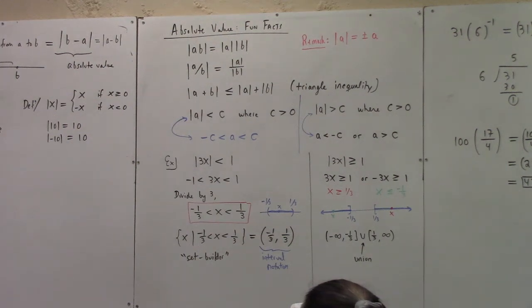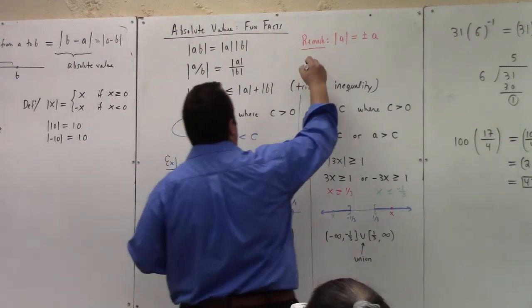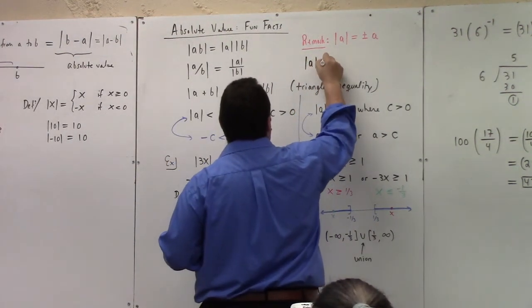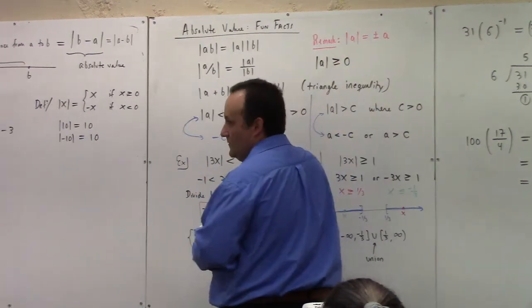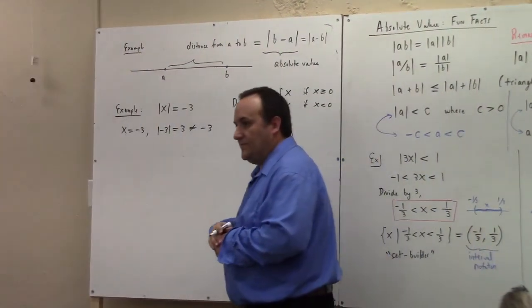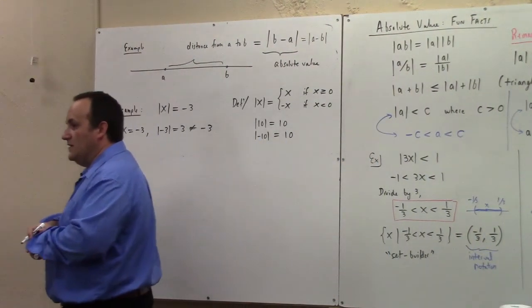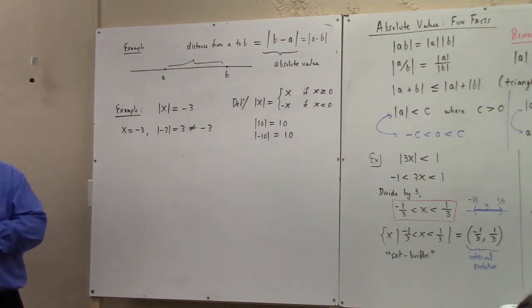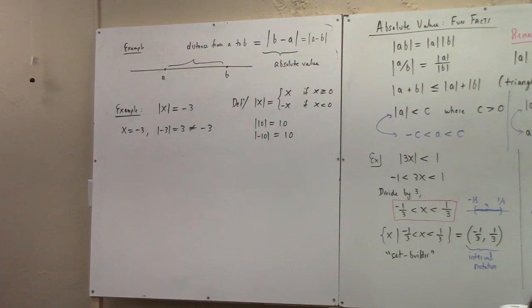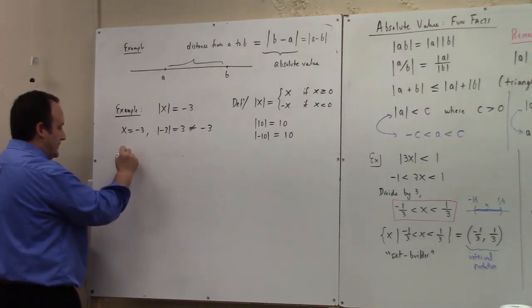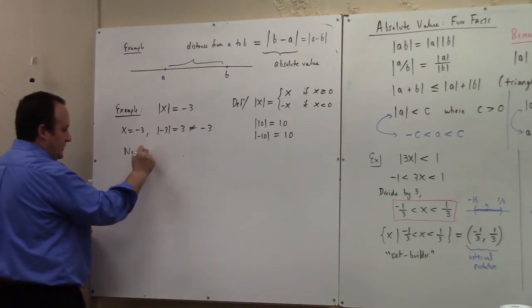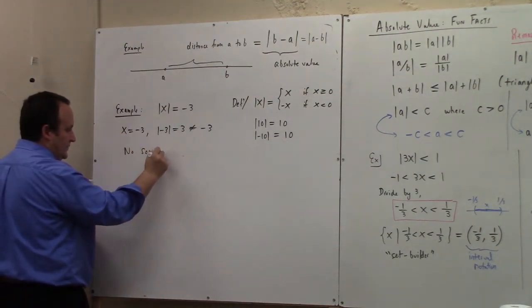Another property of absolute value, which I really should have written, is that the absolute value of a is greater than or equal to 0. So if somebody asks you to solve an absolute value equal to a negative whatever, you have to say, no, can't do it. So the solution here is no solution. No solution is the solution in this case.